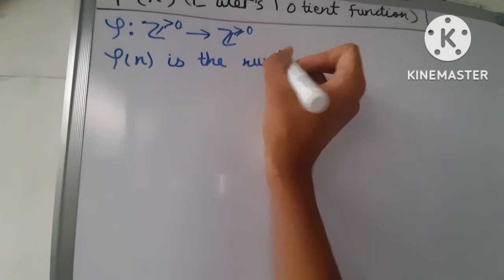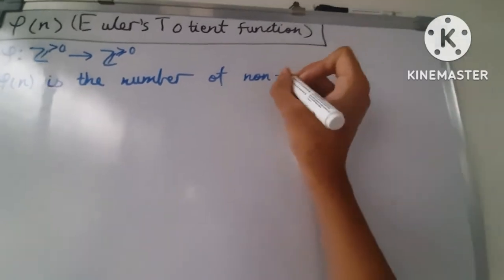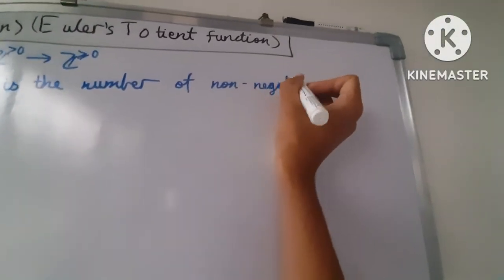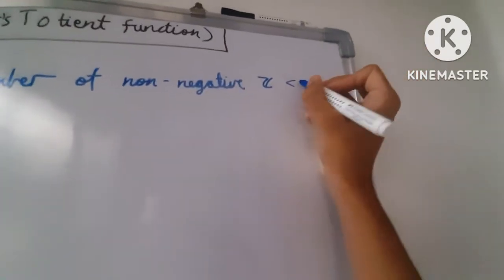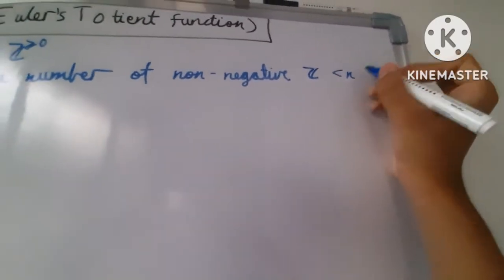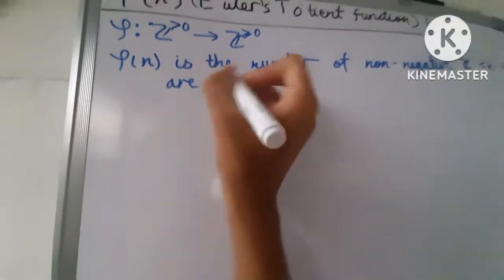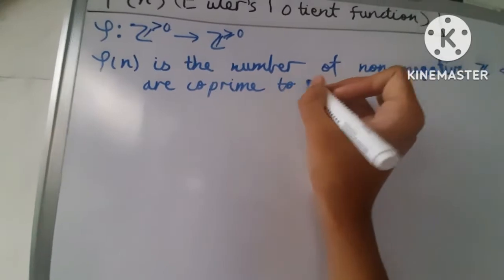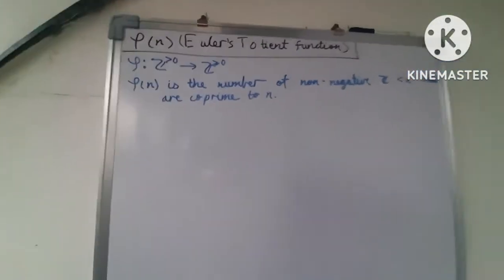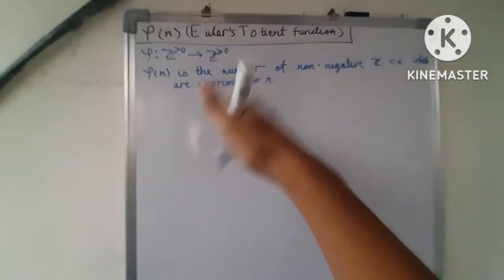the number of non-negative integers less than n which are co-prime to n. This is a hand wavy definition. I'm not going into officials right now. We'll go into them about a minute later. So this is the basic definition.